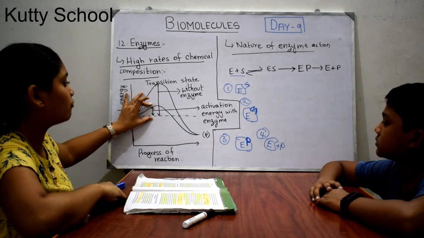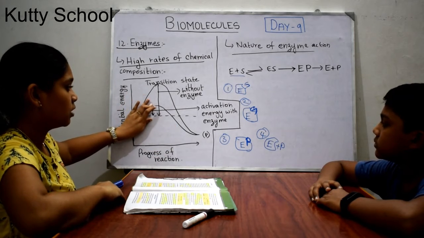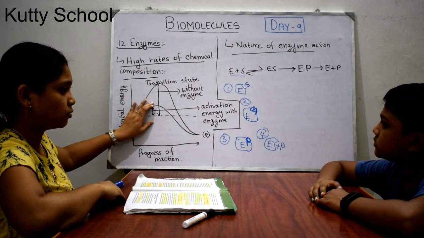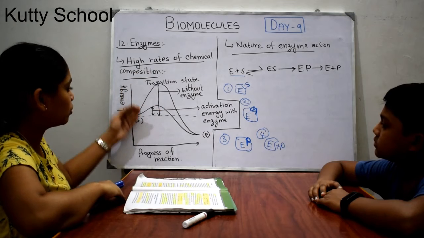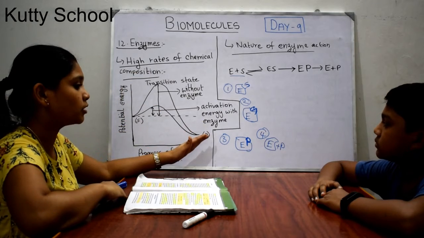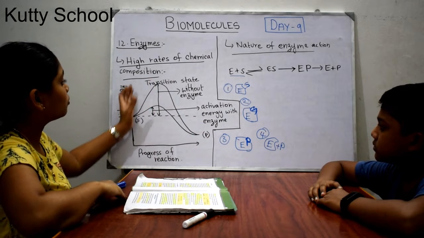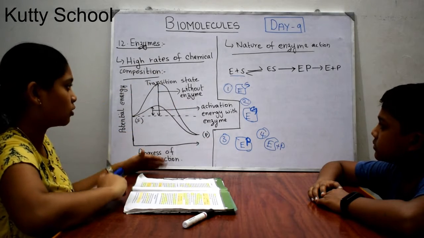So this one has lower activation energy with the use of enzyme. So it reduces the activation energy. With a smaller amount of energy, it can form products. If it has more activation energy, it needs more energy to form products. That is the concept here.